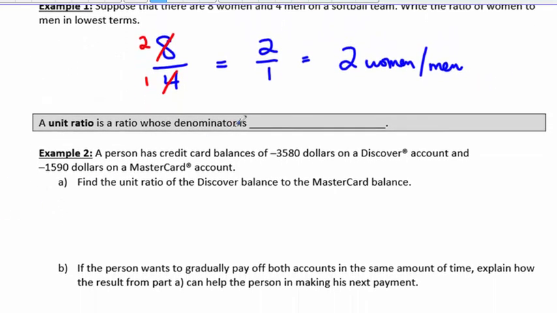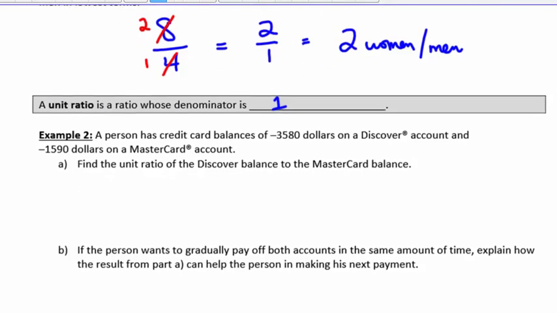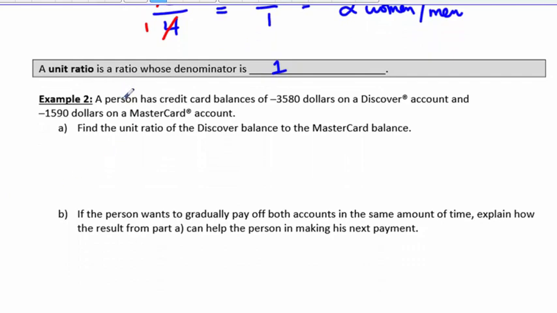Okay. A unit ratio is a ratio whose denominator is 1, just like this one right here turned out to be a unit ratio. In example 2, a person has a credit card balance of -$3,580.80 on a Discover card and negative $1,590 on their MasterCard. Want to find the unit ratio.